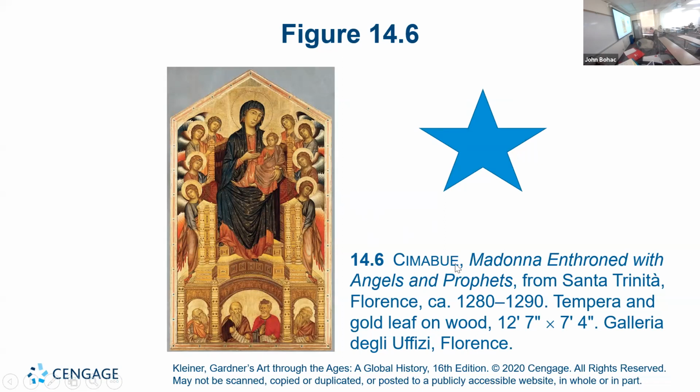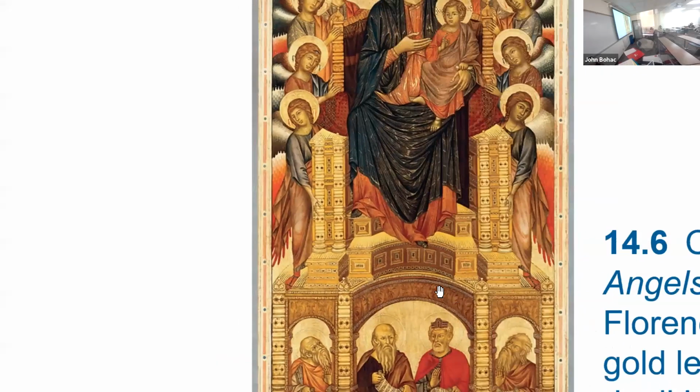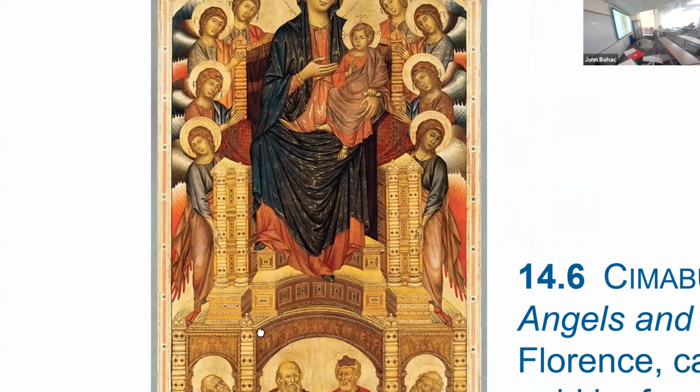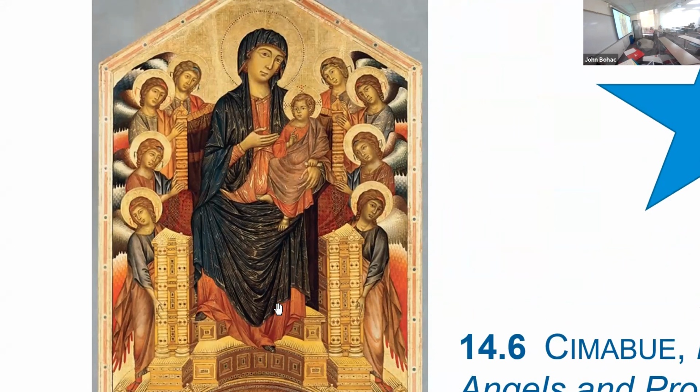Cimabue, Madonna enthroned with angels and prophets. Prophets are down here. Here are the angels. And as we see in the North, a lot of the sculpture becomes quite elaborate. Look at these wings. This predates Fra Angelico, but this is kind of what his stuff looks like. And so the angels become much more elaborate.